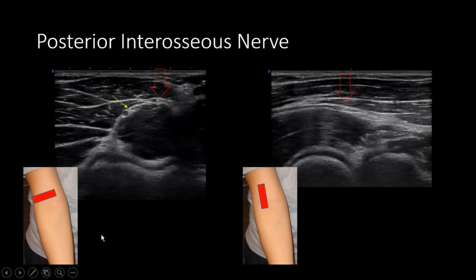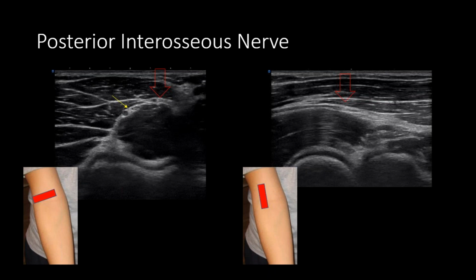So to scan this nerve in short axis, you keep the probe transversely on the anterior aspect of the elbow, and you can see in this elbow at this level the nerve has already branched into two components. That's the posterior interosseous, and this is the radial sensory. And in long axis, that's the posterior interosseous nerve, and it's going to enter between the two heads of supinator, superficial and deep. Now, there's a slight variation.